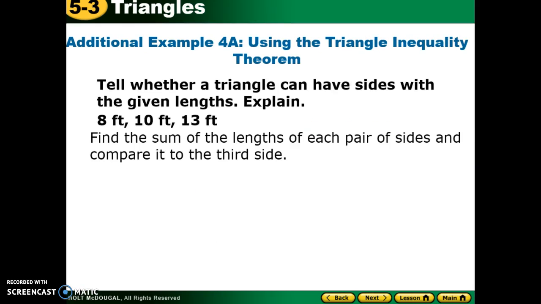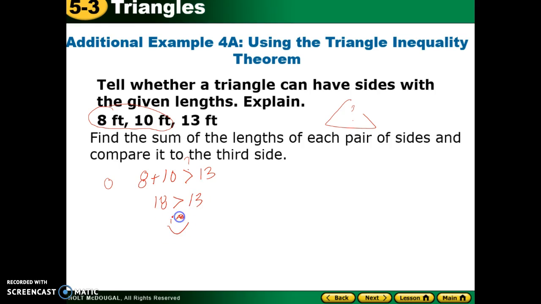Alright, the next part is to figure out if a triangle can have certain side lengths. So here we have these three lengths, 8 feet, 10 feet, 13 feet, and I want to know if I can make a triangle with them. There's a simple rule. You find the sum of the lengths of each pair of sides and compare it to the third side. So I'm going to take these two sides first, add them together. 8 plus 10, I need to see if it is greater than 13. Well, 18 is bigger than 13, so that's good.